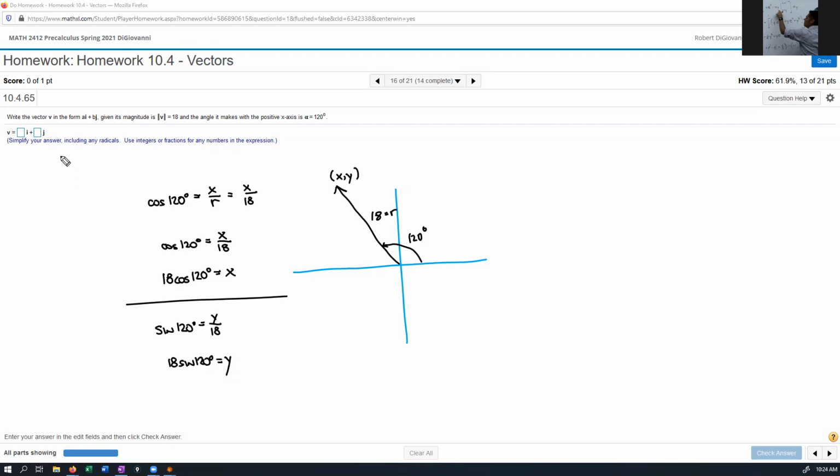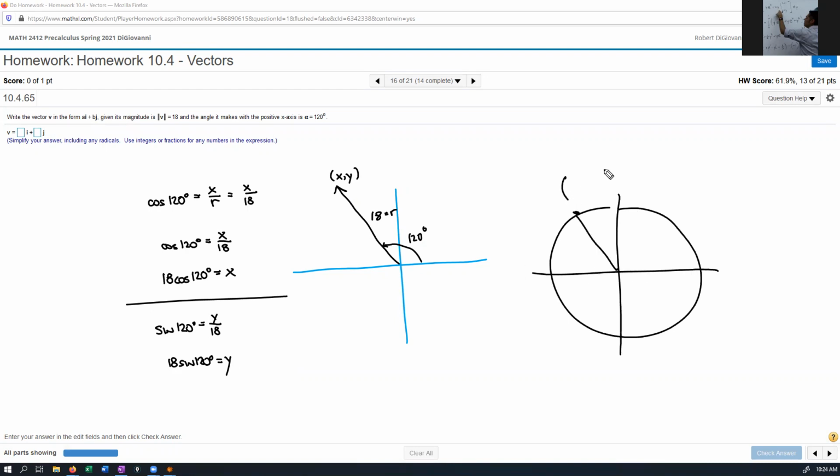Now, they want us, okay, so 120 is a common angle. So you should know that for 120 degrees, the coordinates here are -1/2 and root 3 over 2. So if we're asked for what cosine of this is, it's the X coordinate. So this is 18 times -1/2 equals X, which means that X is going to be -9. And then sine right here, we get 18 times root 3 over 2, which is going to give us 9 root 3 equals Y.